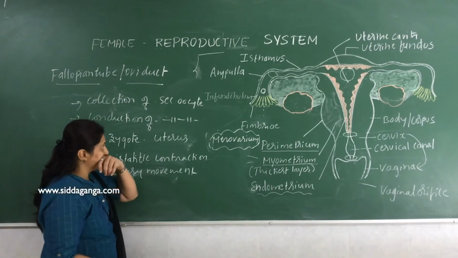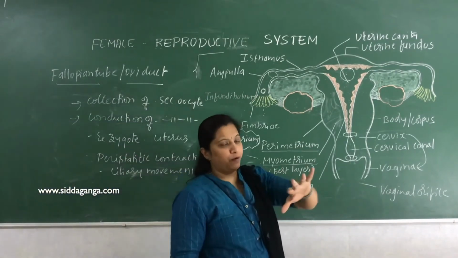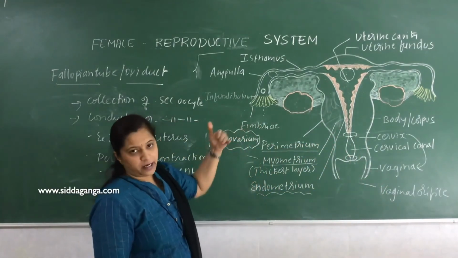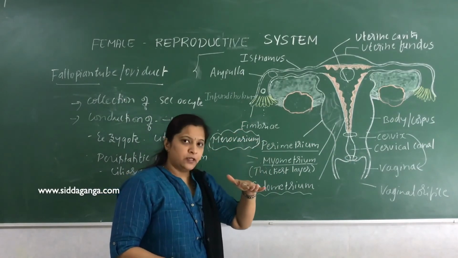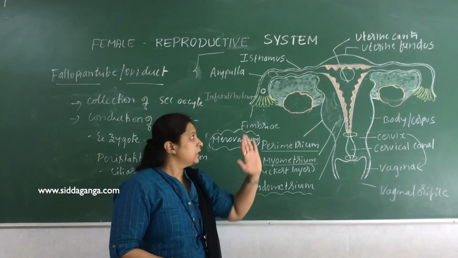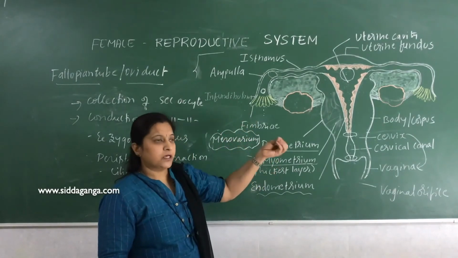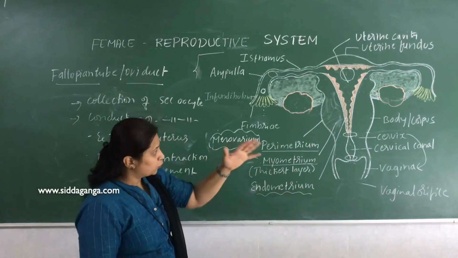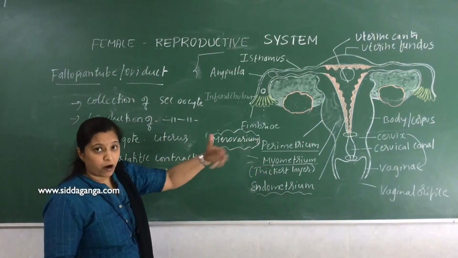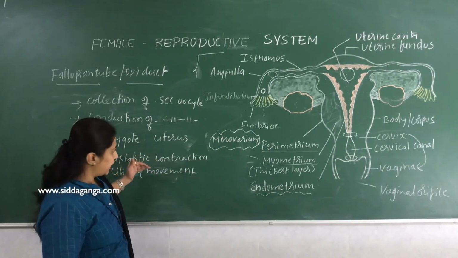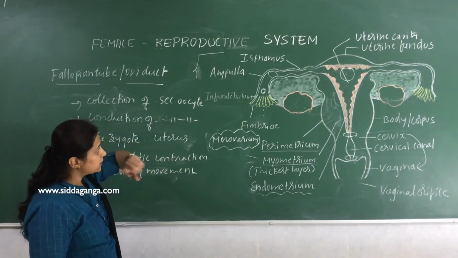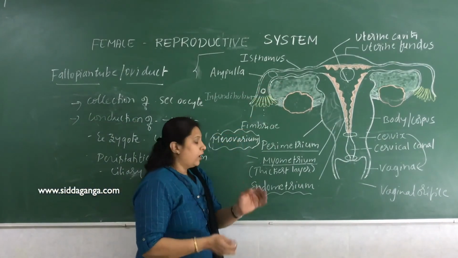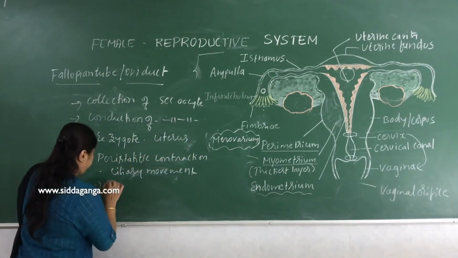See, the wall of the fallopian tube is made up of three layers. The outermost layer is called the serosa. Below the serosa, there is one more layer, the muscle layer, called the muscularis. It has both longitudinal and circular muscles, and those muscles bring about peristaltic contraction. And the inner lining is made up of a ciliated columnar epithelium.